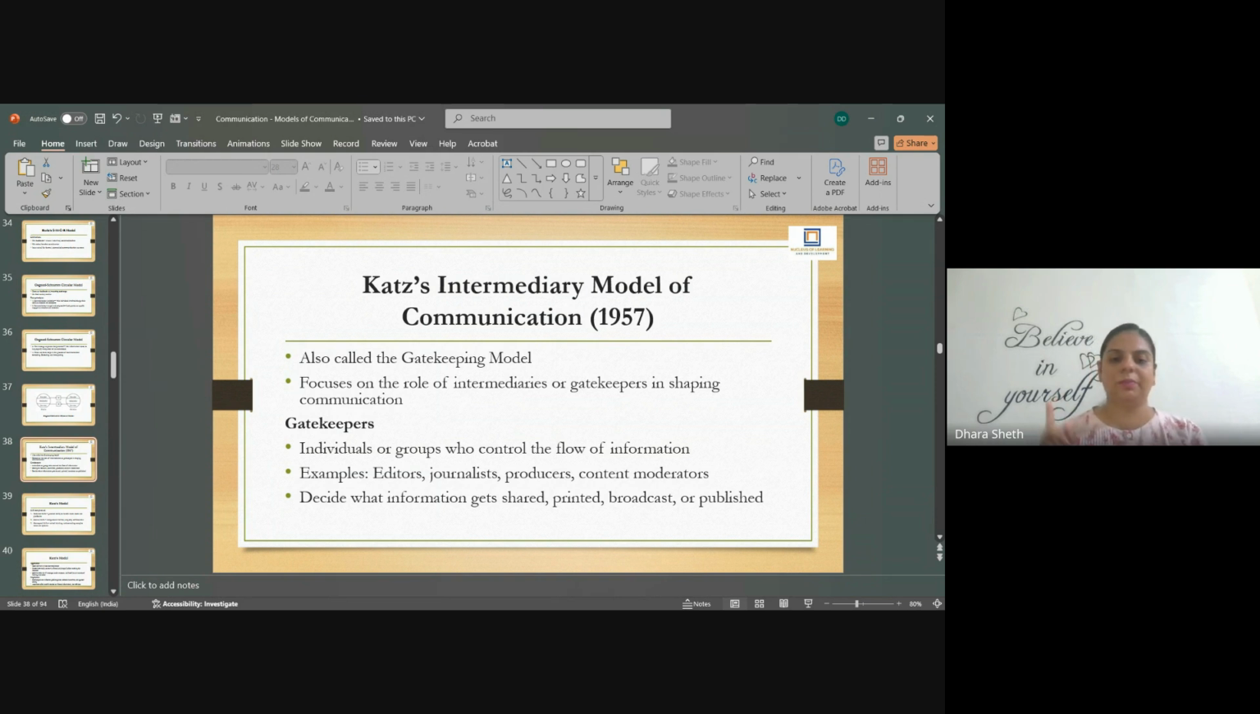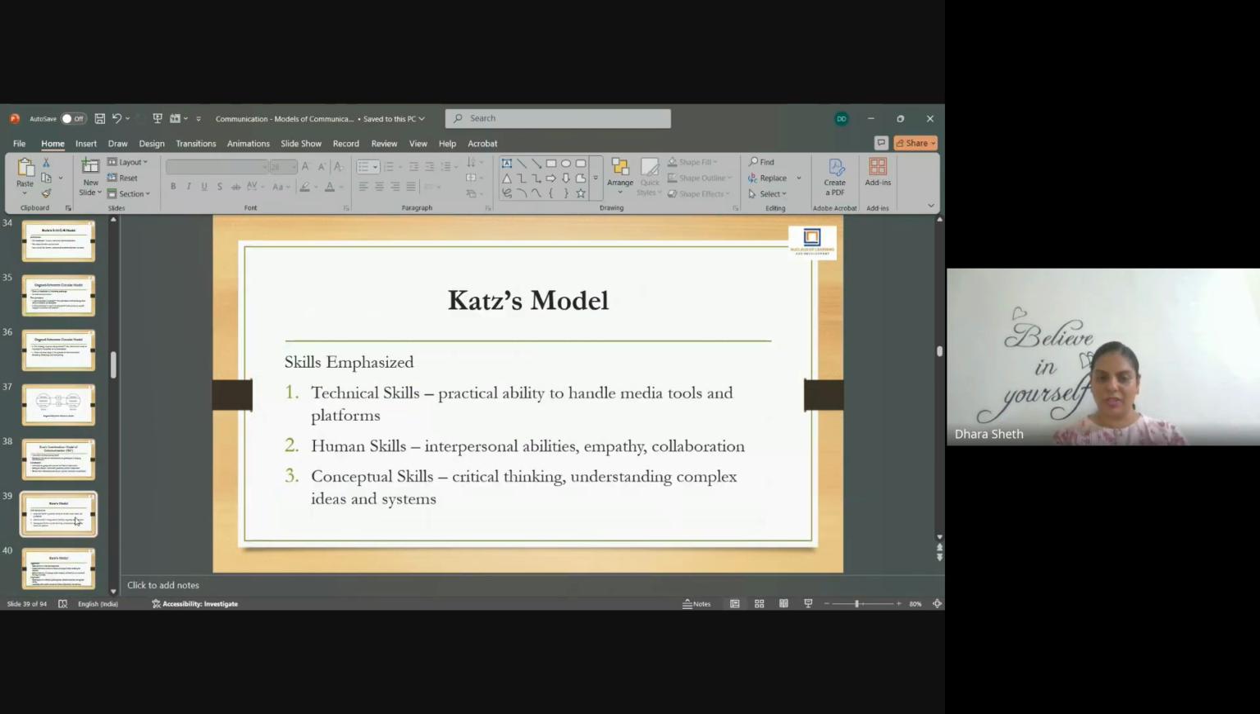Now this is one another term. Individuals or groups who control the flow of information. Like in a news channel, the editor will decide what will be the news, what will be the angle that they will take, what would be conveyed forward through the news bulletin. Same for the newspapers. Journalists, producers, content moderators, they decide what information gets shared, printed, broadcast, or published. These people are called gatekeepers who control the flow of information. Katz's model is where the concept of gatekeepers was introduced.